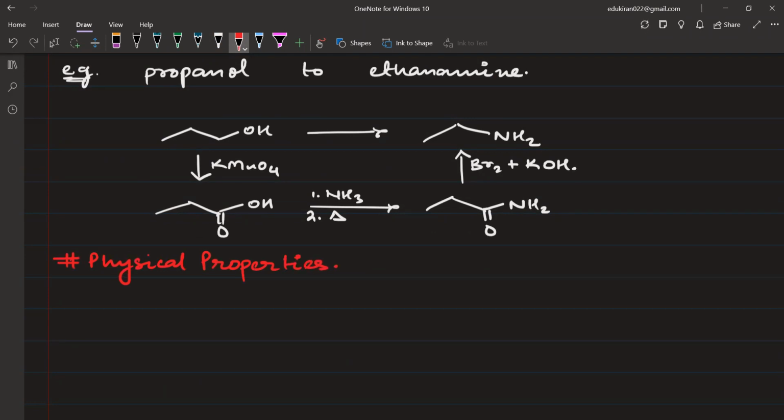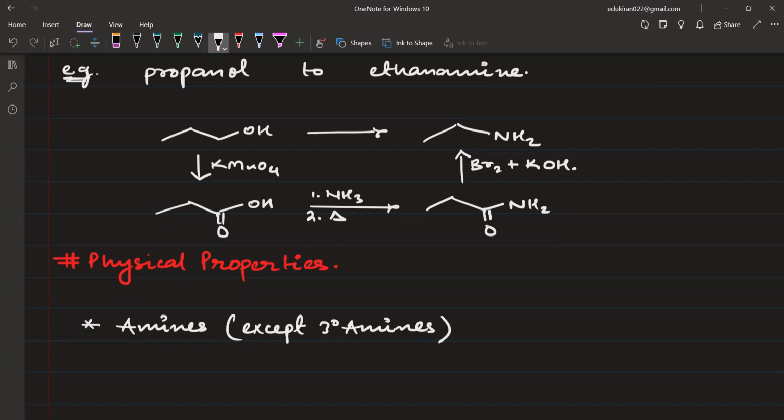Physical properties. In physical properties, we deal with boiling point and solubility. First of all, please write: amines, except 3-degree amines, can form hydrogen bond.